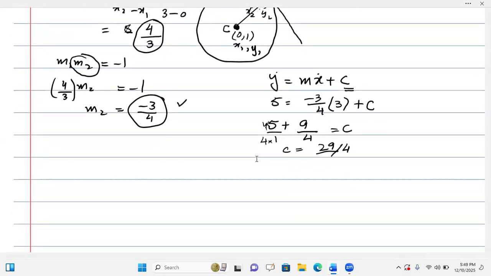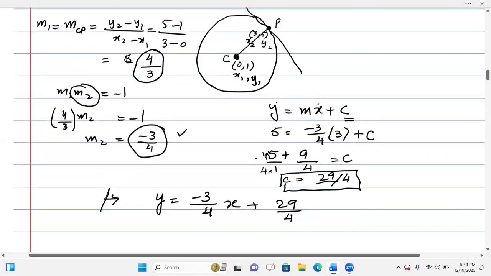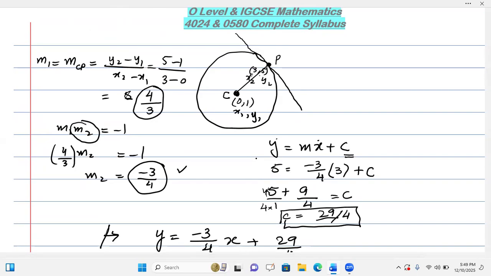When c is calculated, go for the line equation and put in the m and c values. So y is equal to minus 3 by 4 x plus 29 by 4. This is the equation of the tangent line passing through point P, which has vertices 3 comma 5, with the line perpendicular to the radius taken like this. All right.